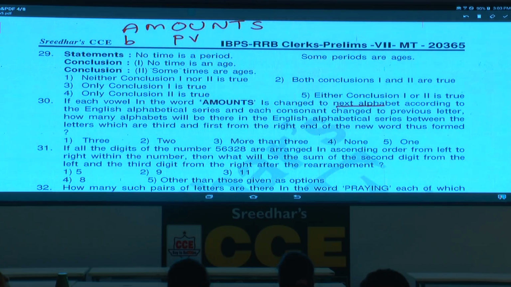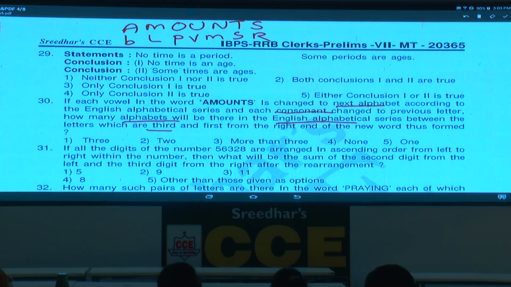And each consonant is changed to the previous letter, isn't it? Then each consonant is changed to the previous letter. This will be L, and this is M, this is S, and this is R. Then how many alphabets will be there in the English alphabetical series between the letters which are third from the right end of the new word thus formed? Then question number 30.